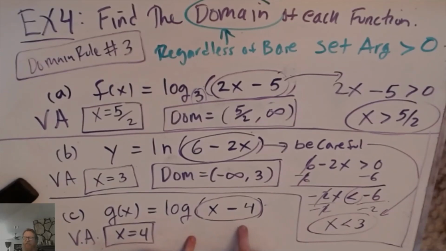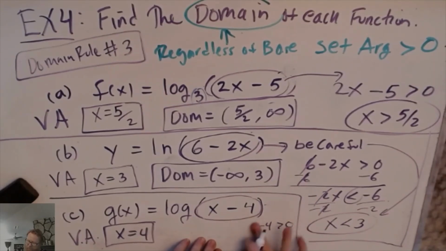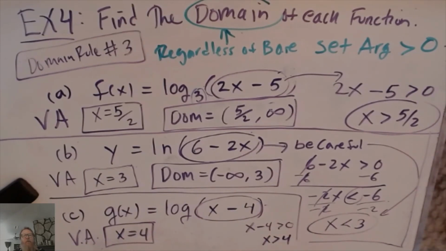For the last one, I think you could probably do it with mental math. X minus 4 is greater than 0. I saved the easiest one for last. So x is greater than 4. You could have just done that one in your head. So your domain is from 4 to infinity.